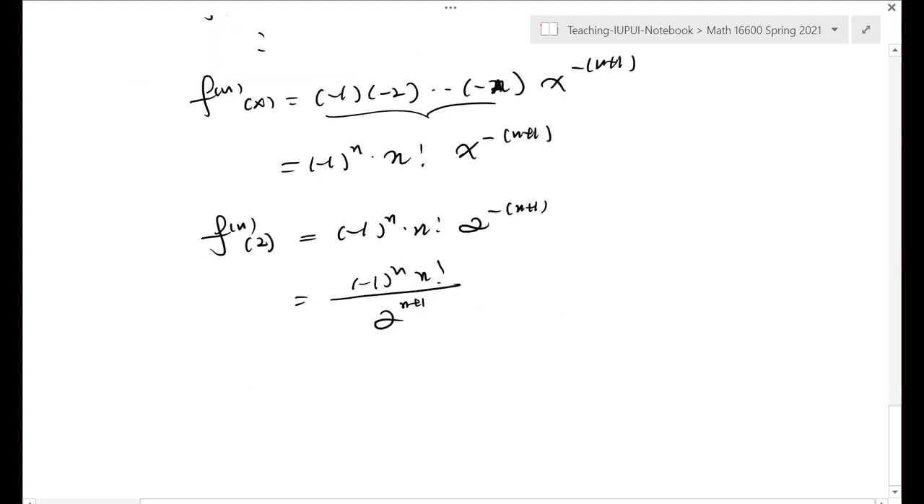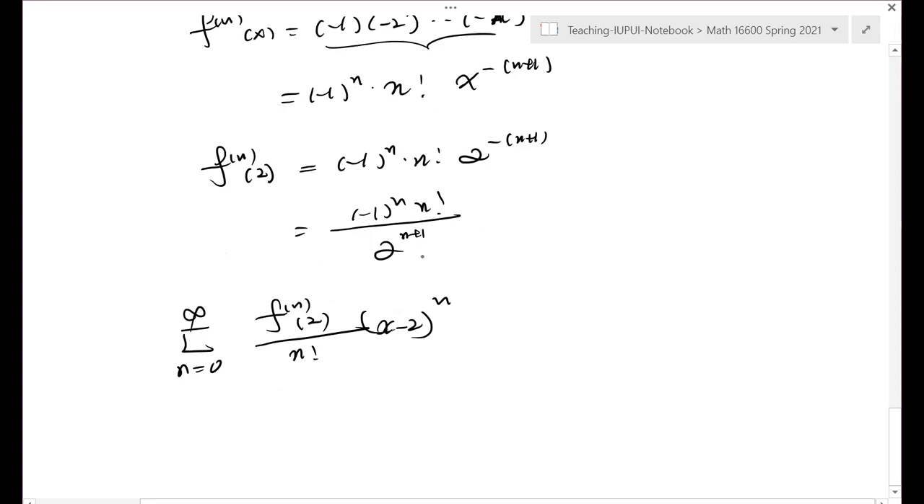Great. And the Taylor series is going to be, after you plug them into the formula, now this particular example is okay. It's not too bad, right?